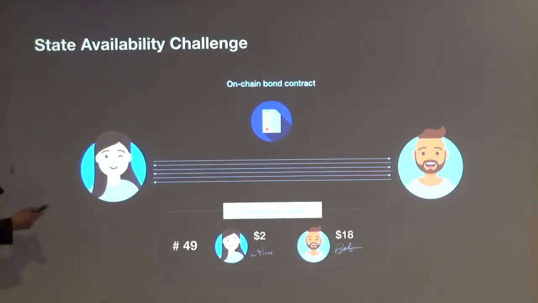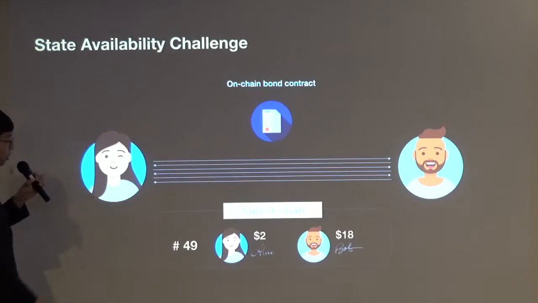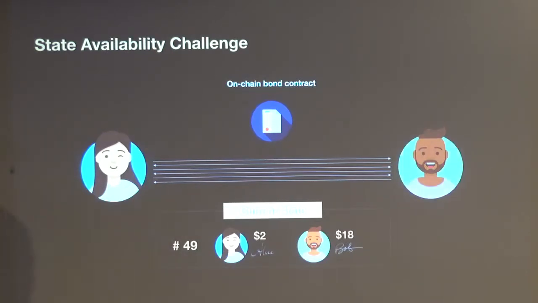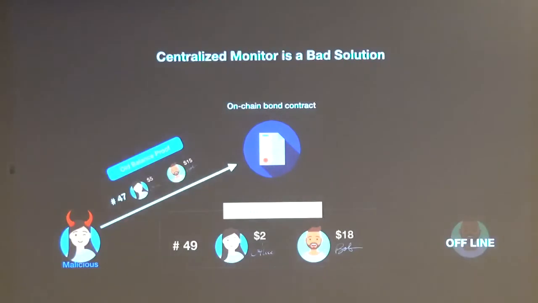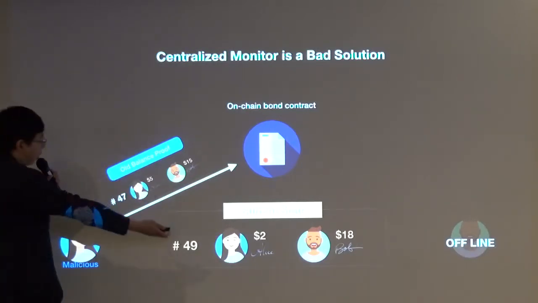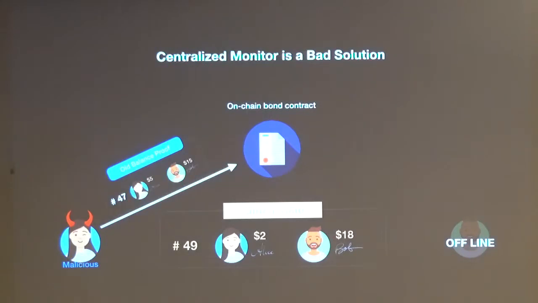Let's say Alice and Bob are doing some state exchange. This is an extremely simple one-hop payment channel. Now you have the current state as number 49. And then Bob goes offline. Alice here can turn malicious and submit an older state proof to the on-chain bond contract. And then after the challenge period, Alice is going to get more dollars than she should have, right? So how do we solve this?